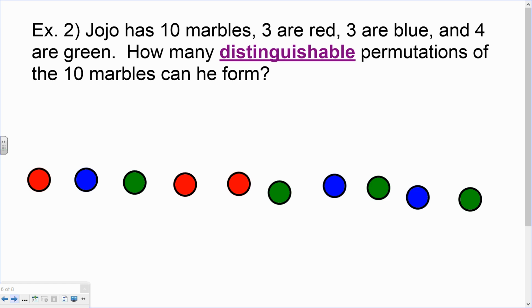So right now, do you understand what I mean about distinguishable permutations, ones that actually look different? Because I've got some things repeating. So we want to figure out how we can calculate how many ways there are of that.